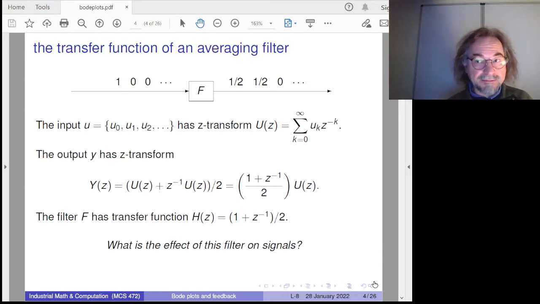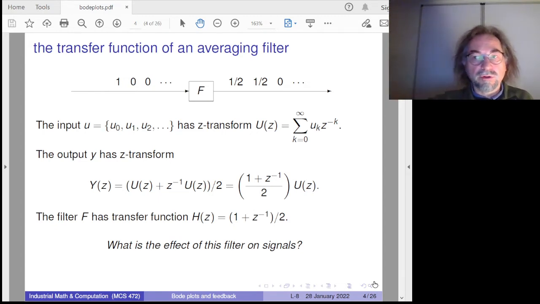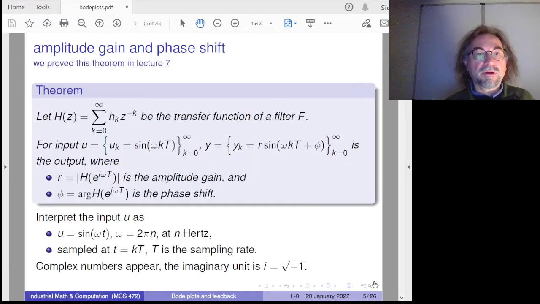Very good. We have a mathematical framework. We have some tools, the Laurent series in particular, to express signals, so via the Z transform, and also we can say what it is that actually a filter does via this transfer function. Okay, but what does this now mean? We know what a unit delay is, but what does an averaging filter do to a signal? Okay, to that end, we recall a theorem we proved last time.